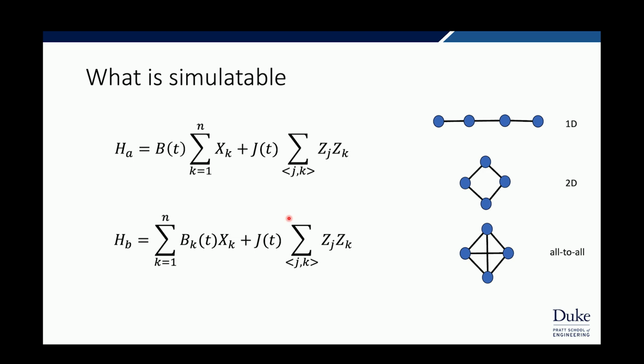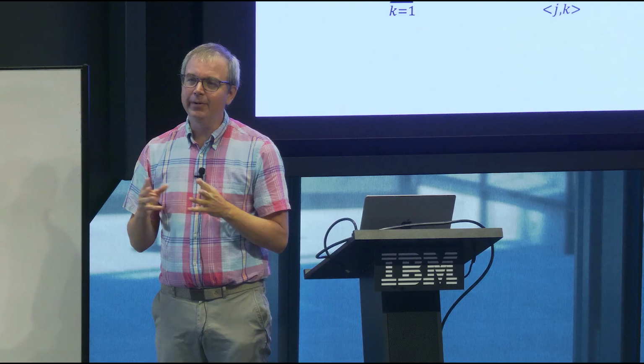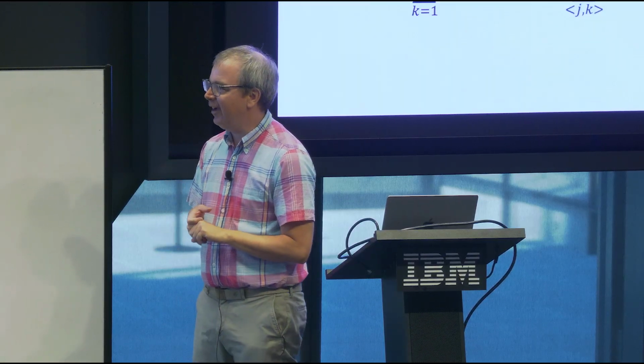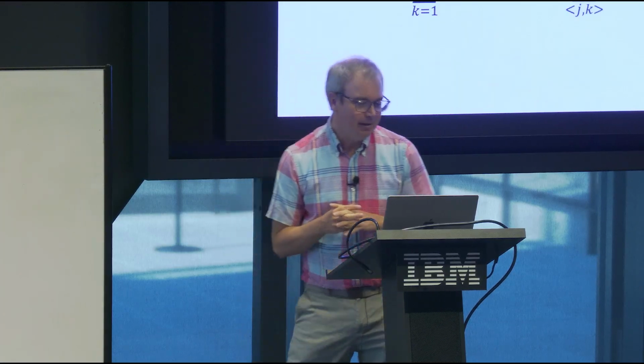All right, so now let's get to work. We have two Hamiltonians, HA and HB. They both represent some kind of transverse Ising model. We have three types of graphs: a 1D graph, a 2D graph, and an all-to-all graph. The question is, what can simulate what? The first question is, on the 1D chain, can HB simulate HA?